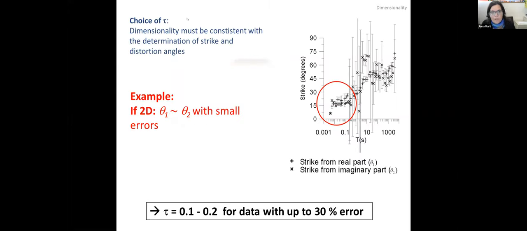So we have to choose the value of this threshold in a way that the dimensionality is consistent with the determination of the strike and the distortion angles. For instance, if we have a 2D case, the two strike directions obtained from the real and the imaginary part of the tensor should be approximately the same with small errors. As we see in this graph, which is the determination of the strike from the real and imaginary part, only at low periods can we consider that they have similar values with small errors, whereas for higher periods, they are much more different and with higher errors. Doing an extensive investigation on that, I determined that thresholds between 0.1 and 0.2 can be valid for data up to 30% of errors.